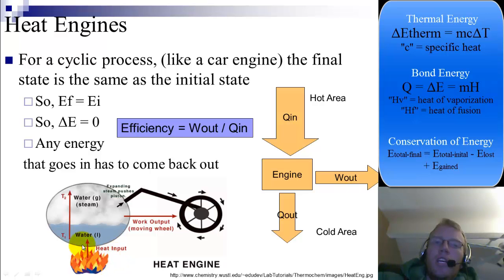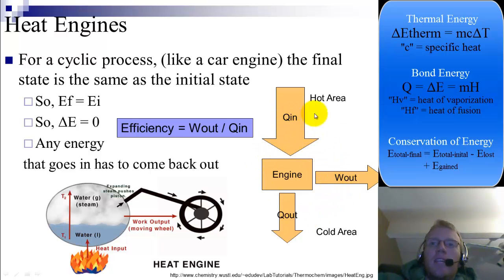If you input heat by burning a fire, you can put water above it, and that water will boil, creating steam, and the steam can push a piston, and the piston can rotate a wheel. So this is an example of a steam engine. This is just a generic engine of any type.